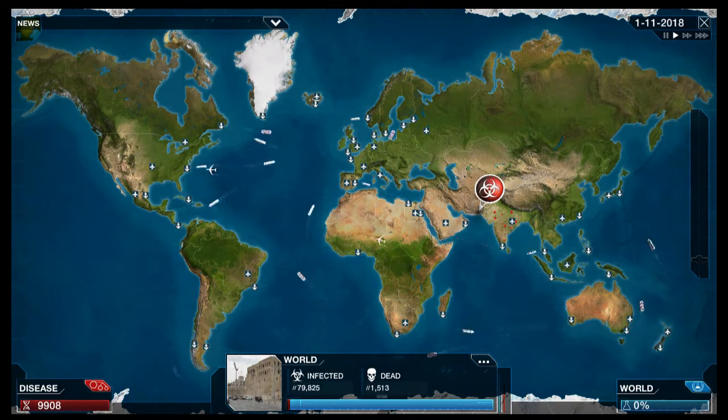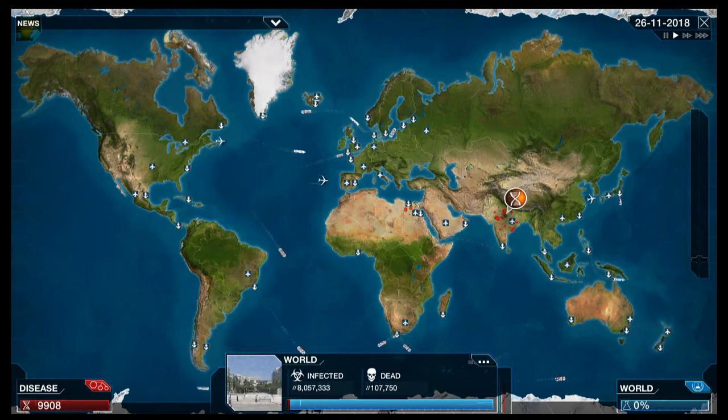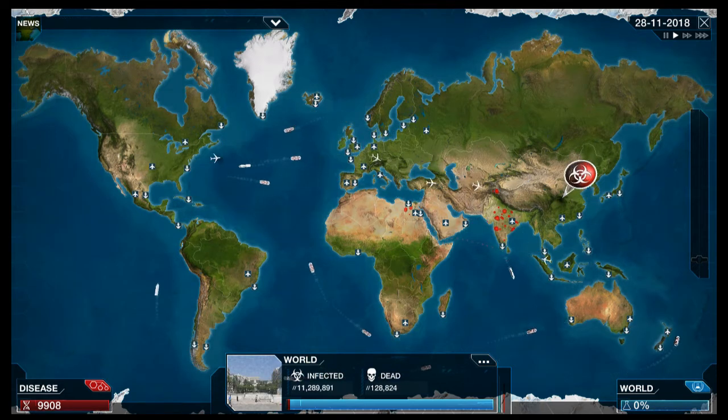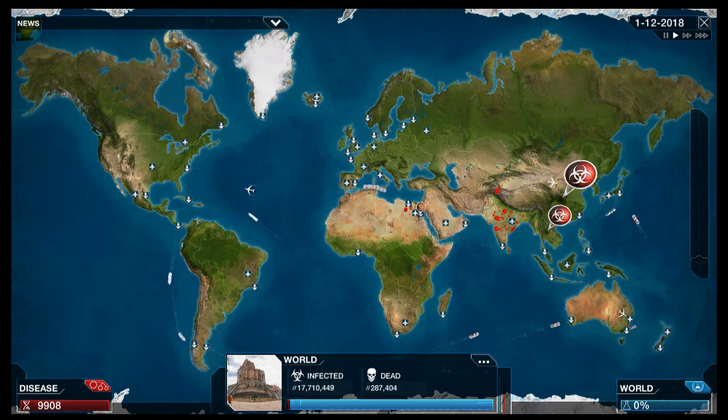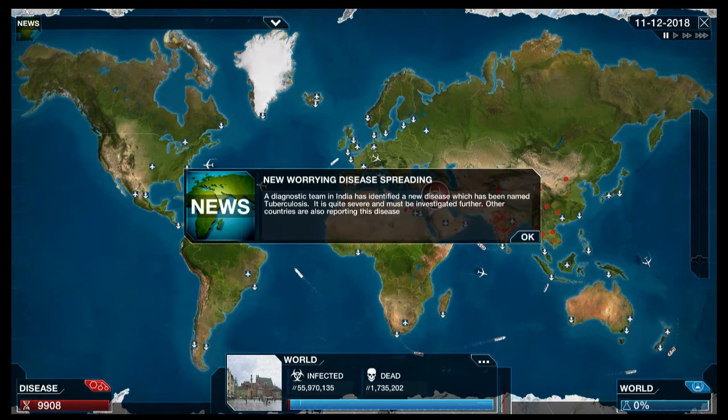Our tuberculosis starts out slow, however, it is highly infectious. It is only a matter of time until the infection moves out of India and into its neighbors, China and Southeast Asia. As infection rates in India soar, doctors begin to catch on to this new form of tuberculosis.